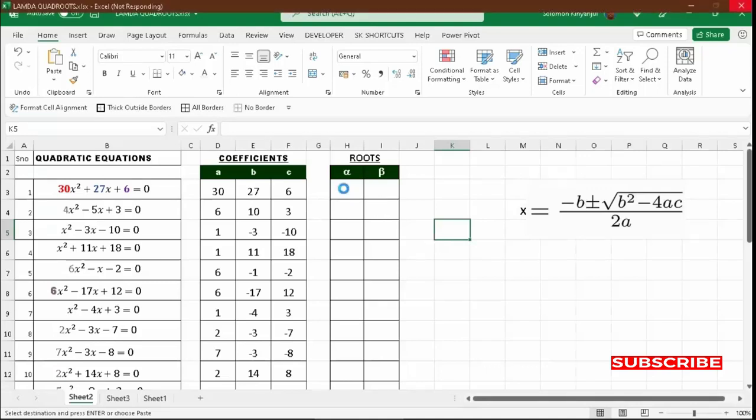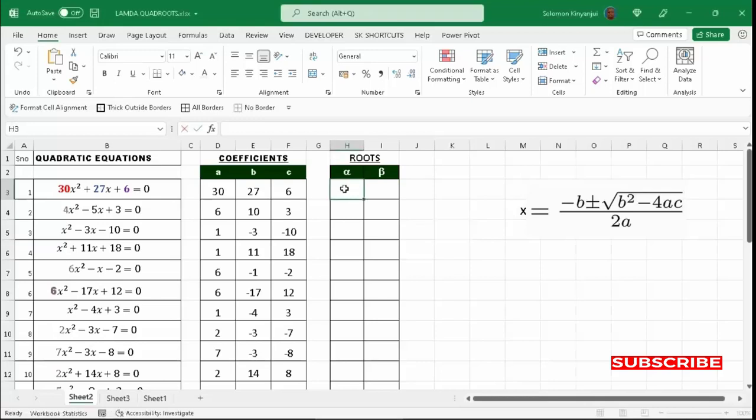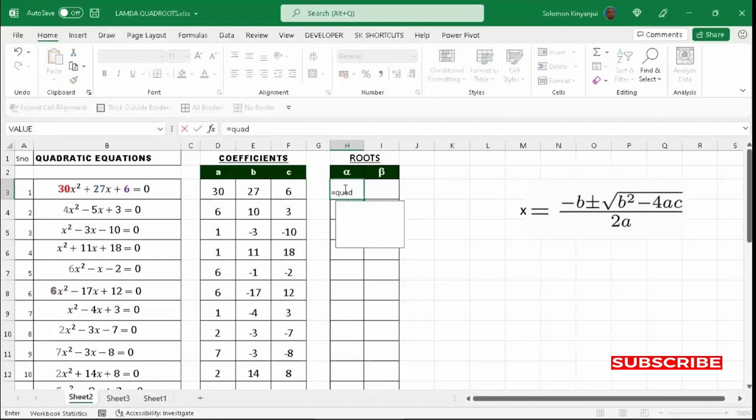To start, let me show you the formula. Here we have the formula, equal to quadratic roots. In the first bracket, we select the coefficients of the quadratic equation. Here I have several quadratic equations with the coefficient of x squared, the coefficient of x, and the third value. For example, here we have 30, 27, and 6. 30 is the coefficient of x squared, 27 is the coefficient of x, and then we have the value of c, which is 6 here.